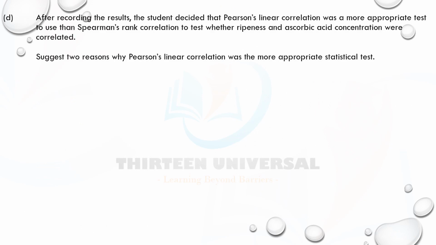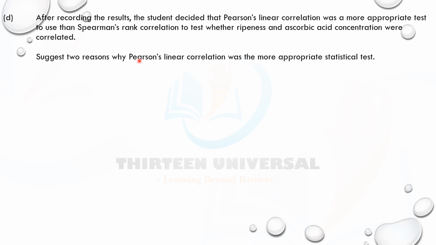After recording the results, the student decided that Pearson's linear correlation was a more appropriate test to use than a Spearman's rank correlation to test whether rapidness and ascorbic acid concentration were correlated. Suggest two reasons why Pearson's linear correlation was the more appropriate statistical test. So they are checking here to know the criteria for using Pearson's linear. What are the criteria for using this?